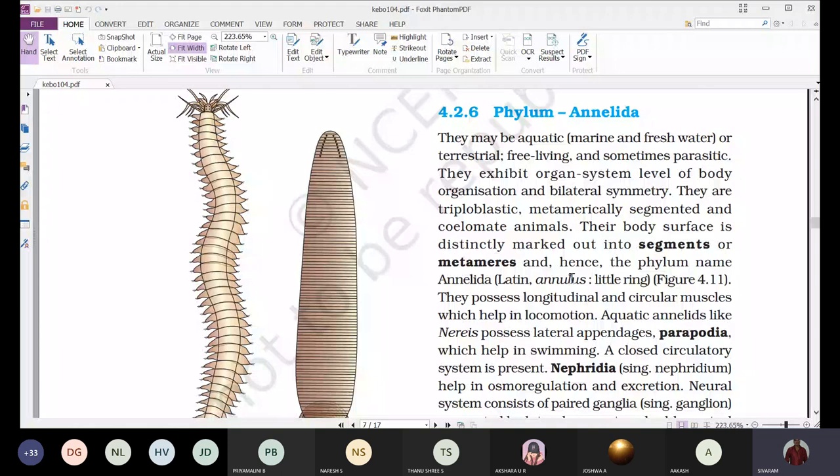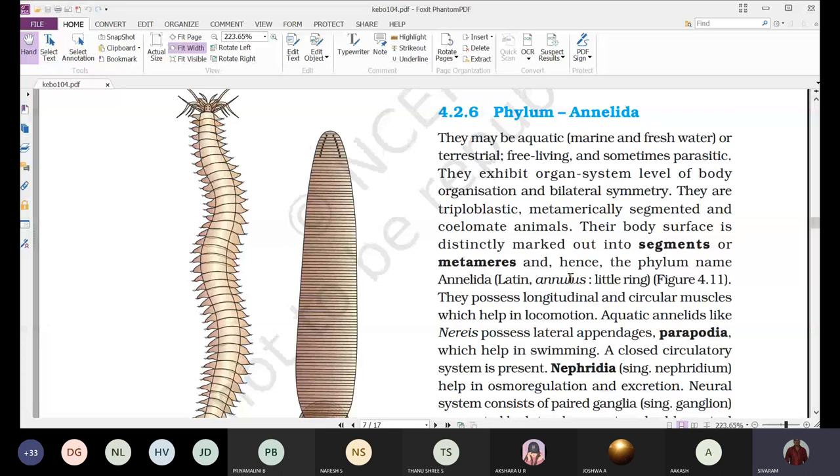These are freshwater organisms, the leeches. And next, terrestrial free living, earthworm. You know very well the earthworm, okay, which is a free living but a terrestrial form, okay, and sometimes parasitic means, so we can take the leech, okay, the leech as an example, which is a parasitic.